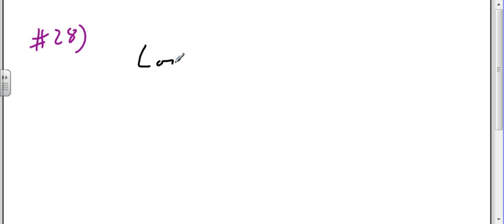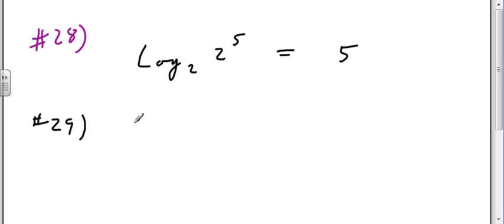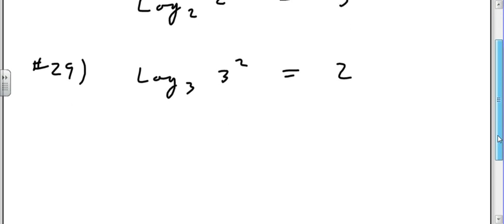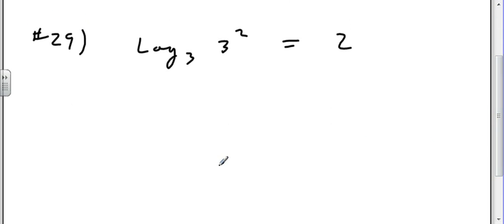Log base 2 of 2 to the 5th. That's 5. That's okay. 29. Log base 3 of 3 squared. Oh, wait a minute. I didn't put a 9 there? Bummer. Yeah. If you don't recognize the 9 as b squared, then that'd be bad.